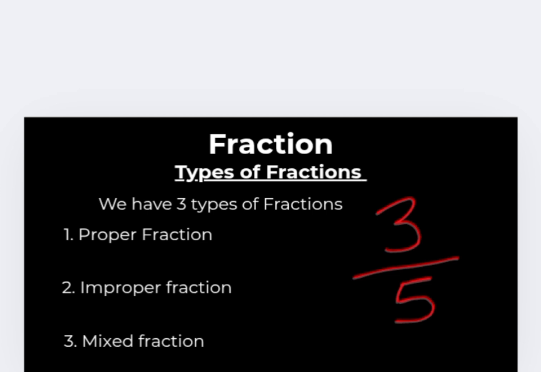It's just like mommy is carrying her child. It's a proper fraction because the child is at the top. So it is okay for mommy to carry the child.